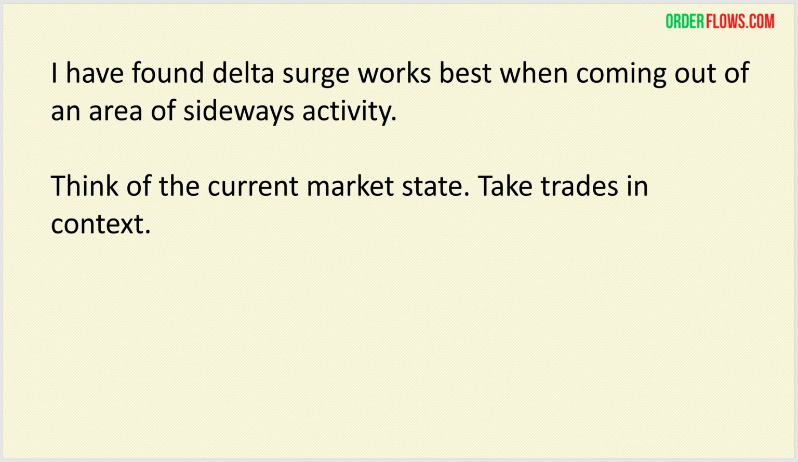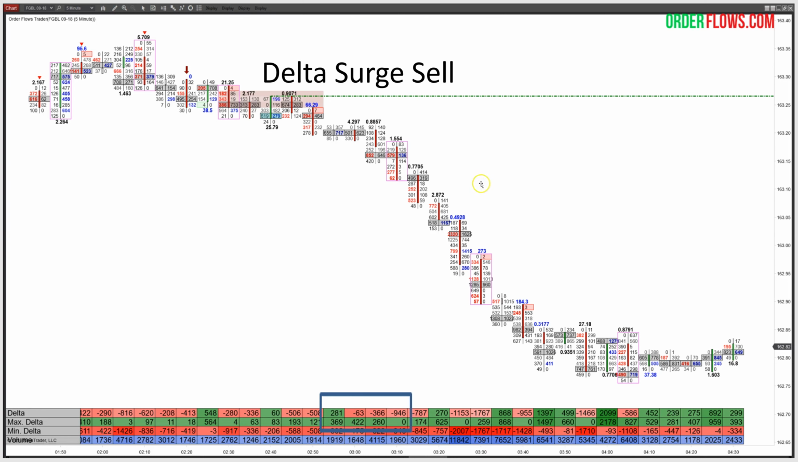Always think of the current market state. Take trades in context. I don't necessarily like to take delta surge buys after a big move up, or delta surge sells after a big move down. For example, in this chart, if there was a delta surge down here after we just had this big sell-off, I probably wouldn't be interested in it. What I'm more interested in is, in this case, we haven't had that big sell-off yet. So up here, I'm still interested in it because I know I've got potential for a sell-off. But if I just experienced a big sell-off in the market and then there's a delta surge, I'd be kind of wary about it. I wouldn't be so interested in it.